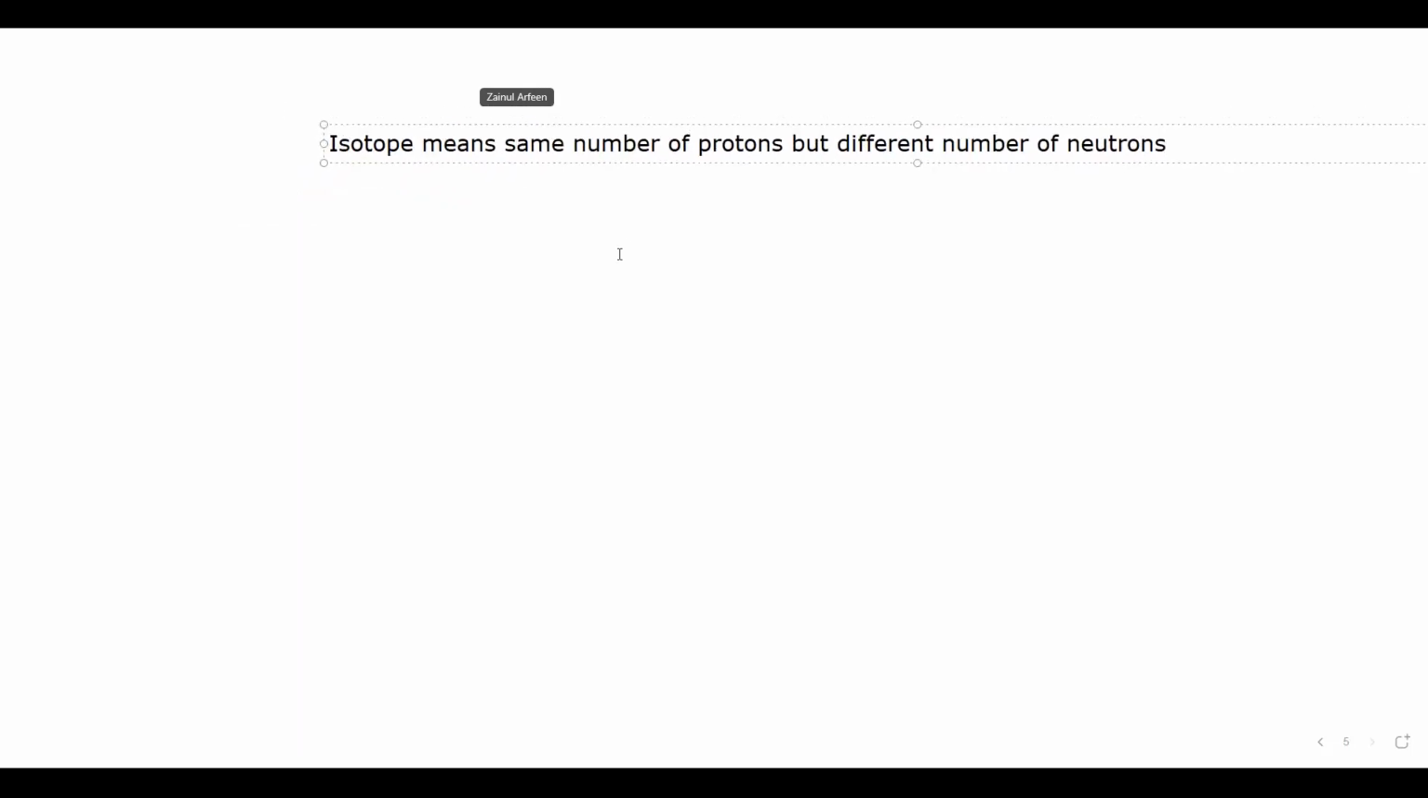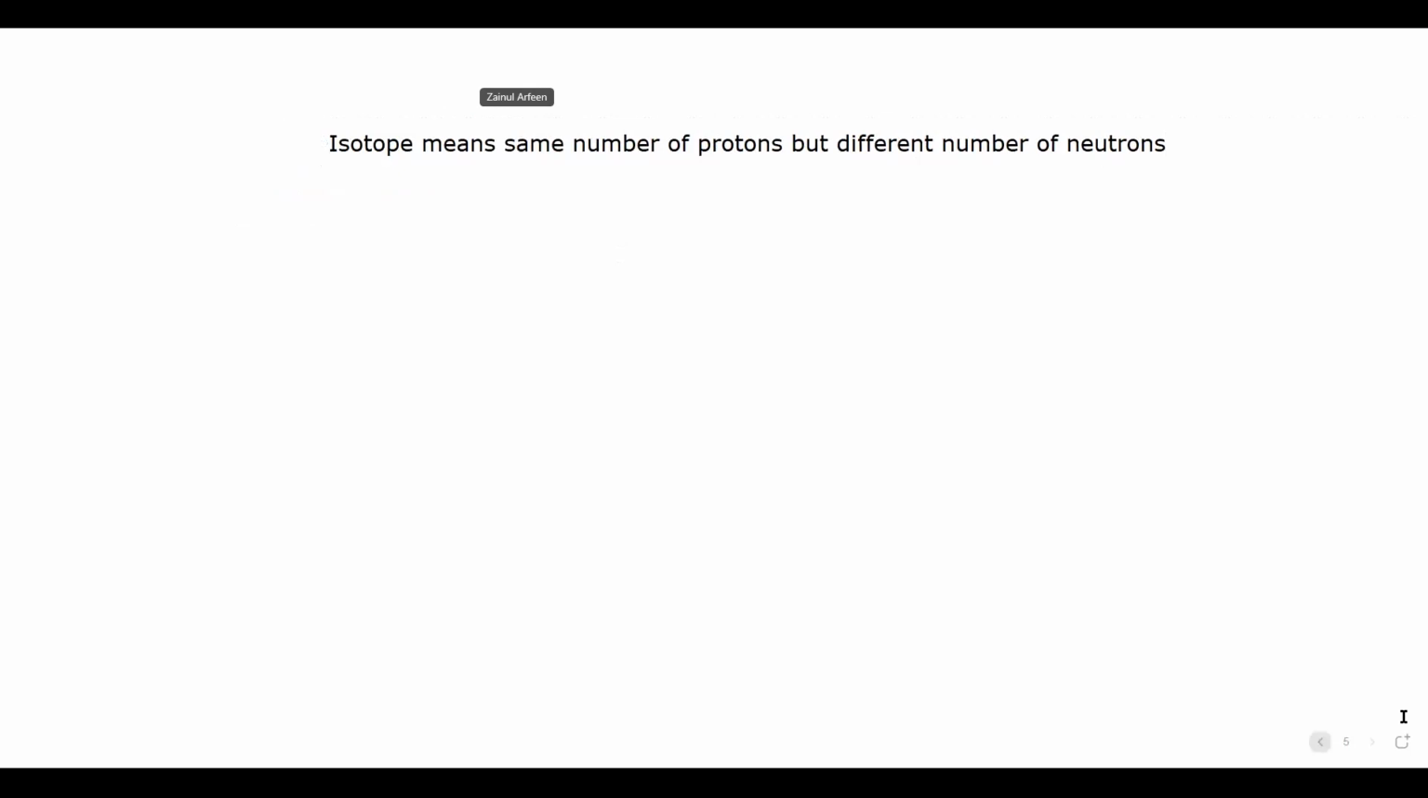So we have chlorine. The term isotope means they have the same number of protons but a different number of neutrons. So when you have the same number of protons and a different number of neutrons, you simply call them isotopes.